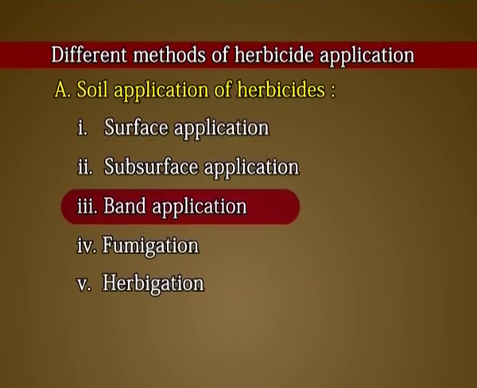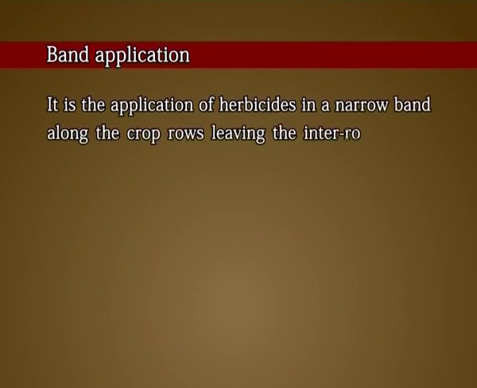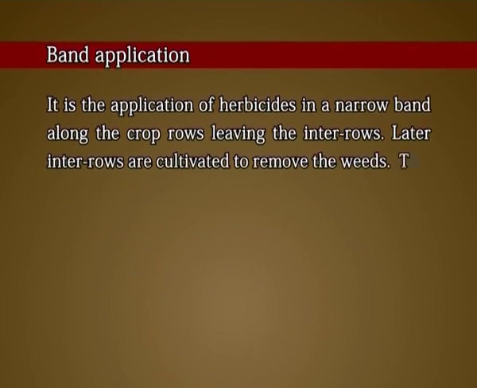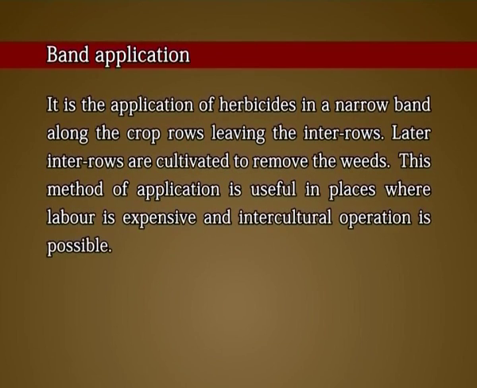Number 3, band application. It is the application of herbicides in a narrow band along the crop rows, leaving the inter-rows. Later, inter-rows are cultivated to remove the weeds. This method of application is useful in places where labor is expensive and intercultural operation is possible. Example, spraying of atrazine on maize seed row at the time of sowing effectively controls weeds.